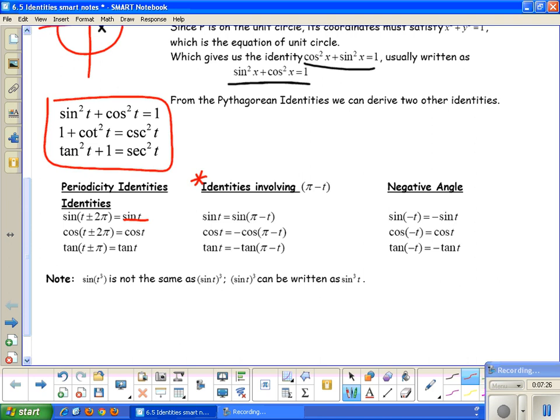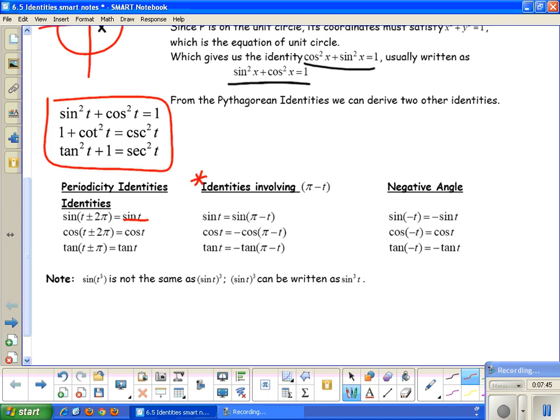But the other one that you also need to have memorized is negative angle identities. So the sine of negative t is equal to negative sine of t, cosine of negative t is equal to cosine t, and tangent of negative t is equal to negative tangent t. It's really important that you have these memorized. If you don't start memorizing them now, you're going to have a really hard time doing these problems.